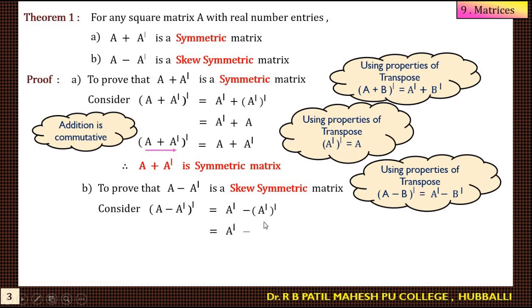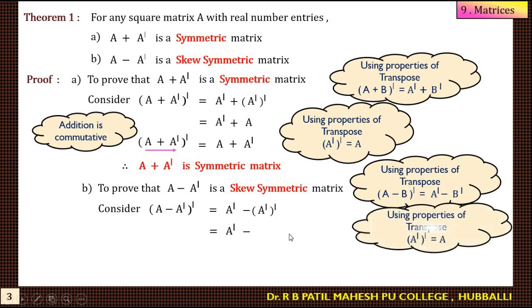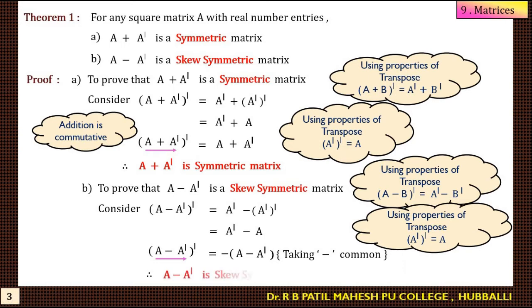So A dash as it is, now this is equal to A, so therefore replace A. Now let me take negative common, so you will get a minus outside, into bracket A minus A dash, which is nothing but the same term, the left side term. Therefore, this A minus A dash is a skew symmetric matrix. So it is a very simple proof: just find the transpose of this and get the same term, you will get the symmetric; and take the transpose of this, get the same negatively equal, then it is called a skew symmetric.